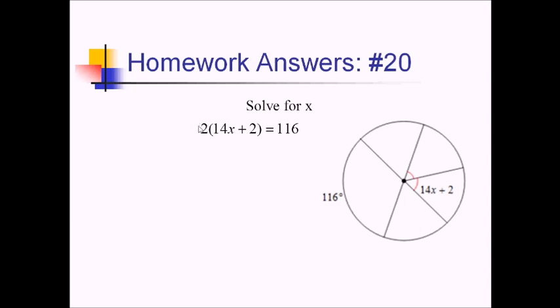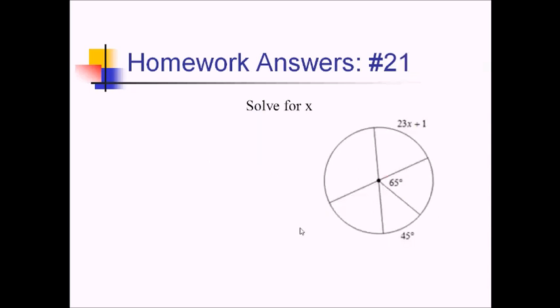So we've got 2 times 14x is 28x, 2 times 2 is 4 over here. So we have 28x plus 4 equals 116. Subtracting 4, we've got 112 over there. And dividing, either with a calculator or by hand, this is going to come out to 4, because 4 times 25 would be 100, and 4 times an extra 3 on that would give us the 112.